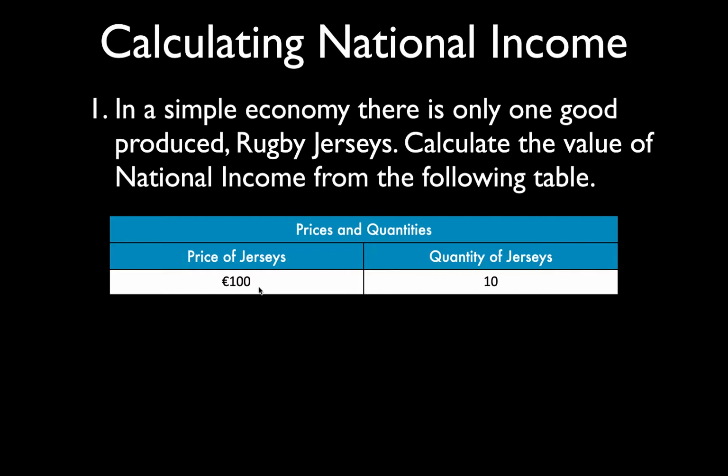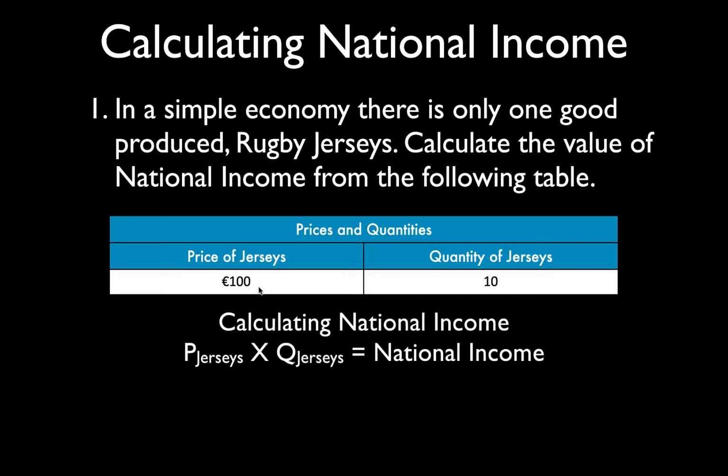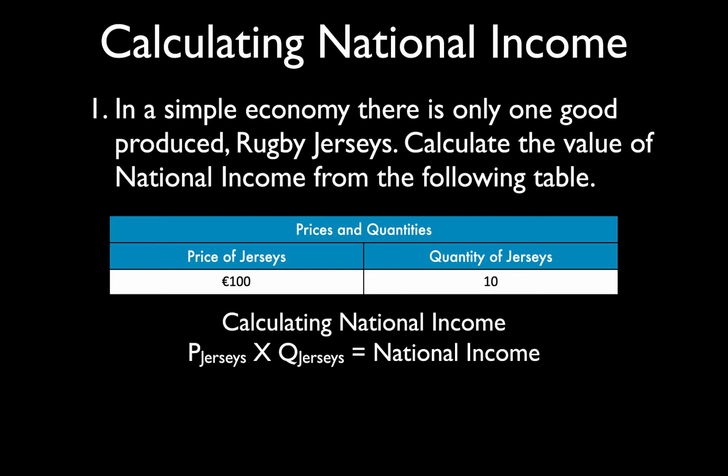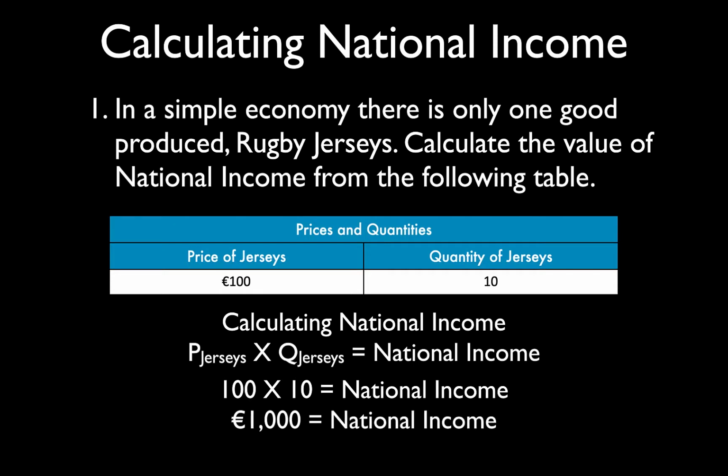There was only one good, and we know that it's price times quantity. Okay, so the value of each rugby jersey is €100, and the quantity of rugby jerseys was 10. So each time one rugby jersey was produced, that added a value to the economy of 100, but there were 10 produced, so it's 100 times 10, which is €1,000. That is national income. Okay, it doesn't have to get much more difficult than that, lads. Not at all.